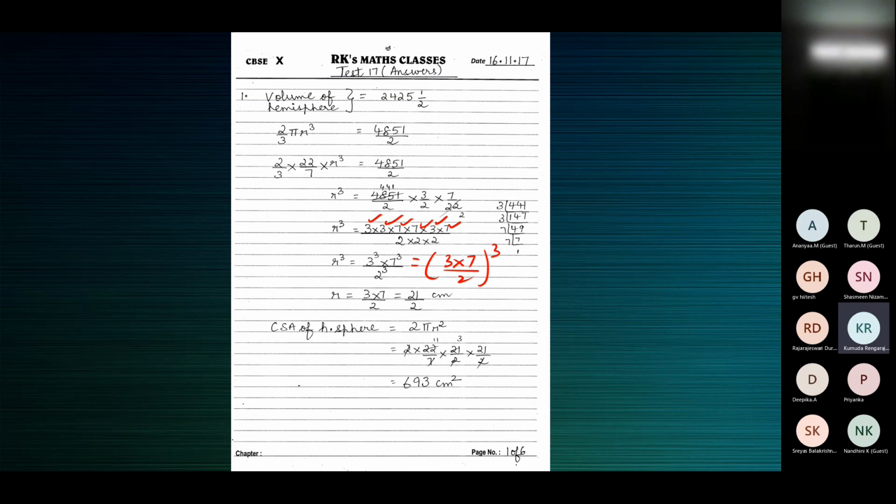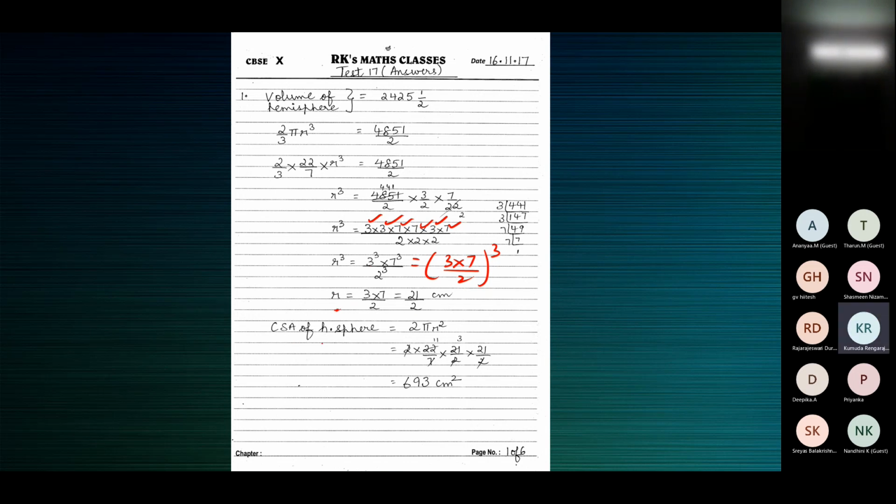LHS is r cubed, a perfect cube. RHS is 3 into 7 by 2 the whole cubed. So r cubed is equal to 3 into 7 by 2 the whole cube. So r will be equal to 3 into 7 by 2, which is 21 by 2 or 10.5. So we found the radius.